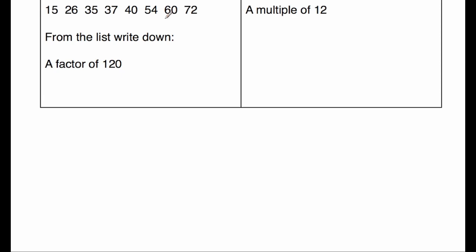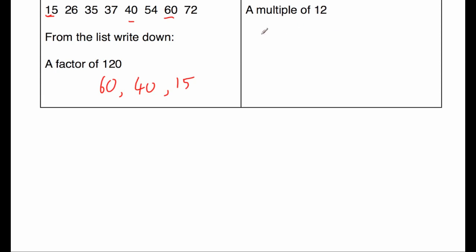Now I can see that one of the factors of 120 could be 60 because 2 times 60 is 120. Also 40, we could divide 120 by 40 and get 3, so that would be another option. Now we just need a factor, so any of these answers would be fine. Also we could have 15 because 8 times 15 is also 120. And that's it. So there are all the numbers that you could choose from, and you just write down one factor.